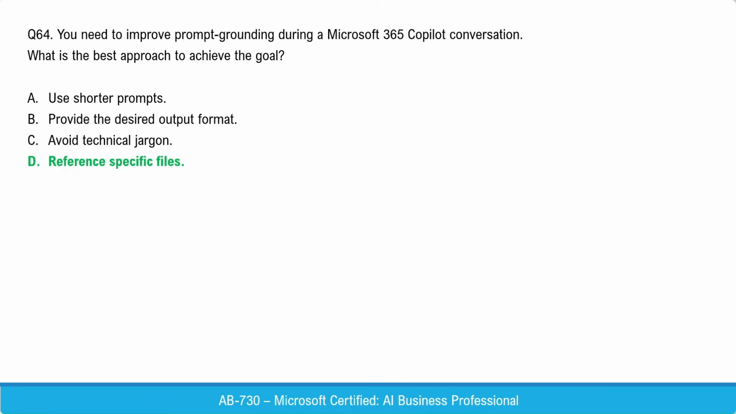Let's understand why. Prompt grounding is all about making sure Copilot uses the right source of information rather than relying on general knowledge. When you reference specific files in your prompt, you are explicitly telling Copilot where to get the information from. This makes the response more accurate and reliable. Hence, option D is correct. Now, let's look at other options. Using shorter prompts improves clarity but does not help with grounding. Providing output format helps structure the response but not the source. And avoiding technical jargon improves readability, not grounding. So the best way to improve grounding is to reference specific files, making D the correct answer.